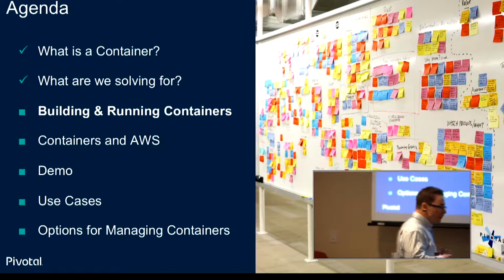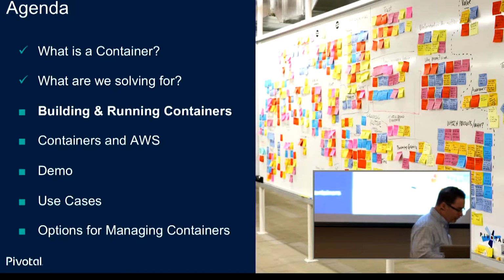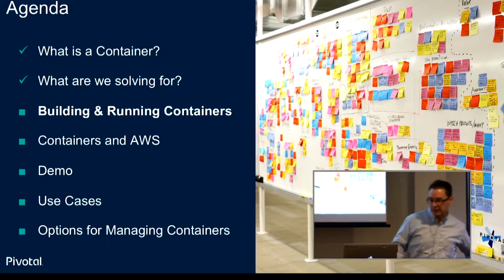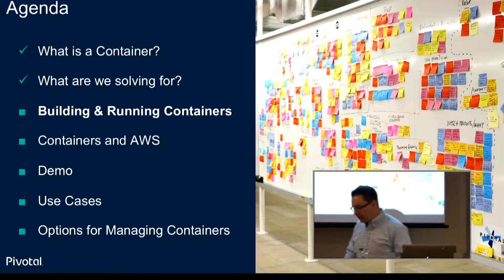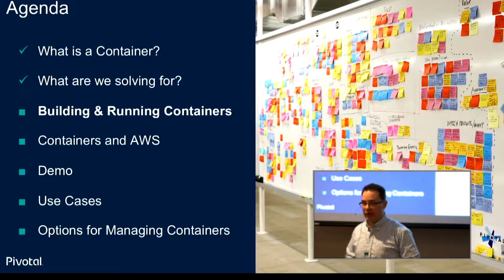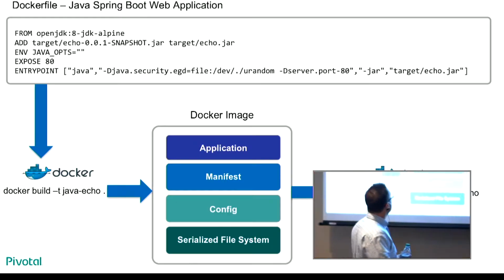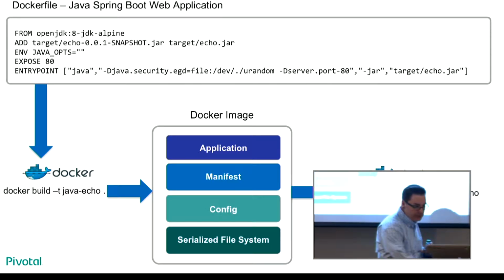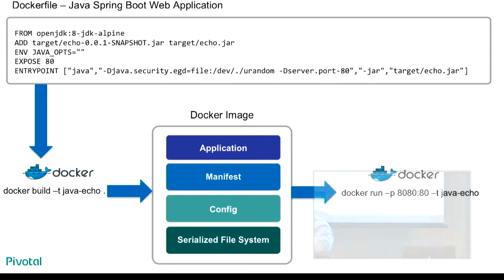So that's what gives you an idea of how to look at this from the problems that we're solving. So next, let's take a look at what does it take to actually build and run a container. Here I've got a sample Dockerfile, and I'm deploying a Java Spring Boot application.